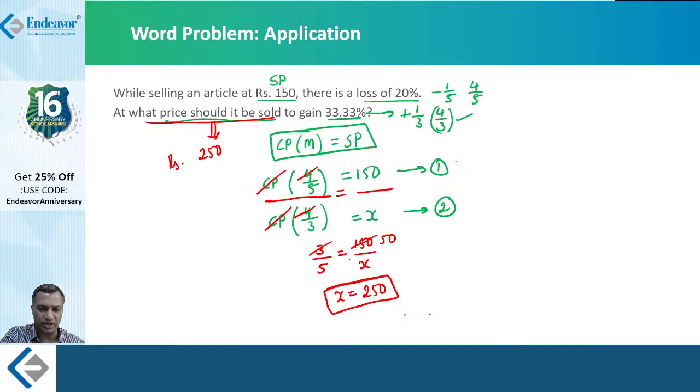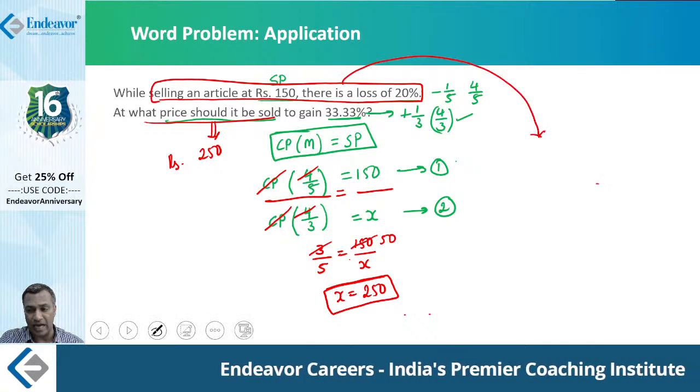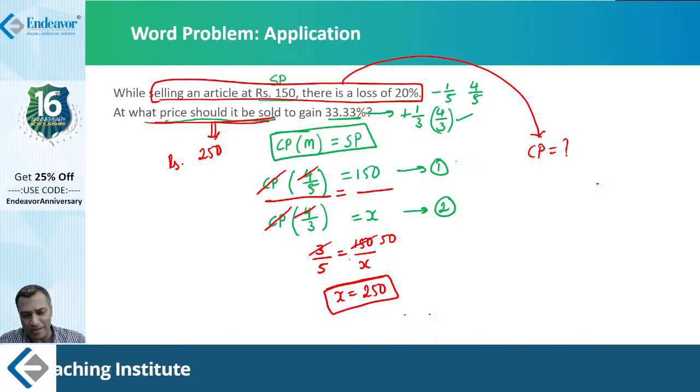We'll be very curious. After reading the first sentence, "selling an article at 150, there is a loss of 20%," what we all end up doing is saying, let me find out the cost price. The author is not interested in the cost price. He wants another selling price. One selling price is making a loss, and he's interested in another selling price.